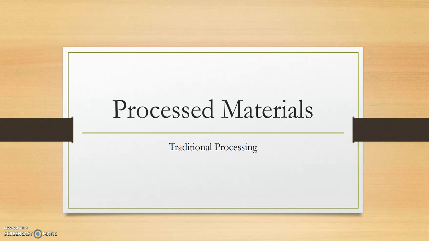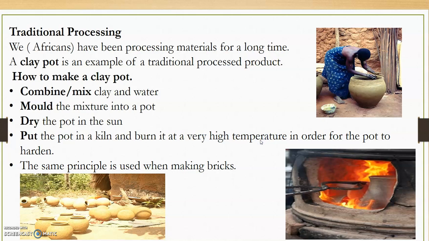Today we are going to be looking at traditional processing. We as Africans have been processing materials for a long period of time. And on this slide, I'm going to talk about clay pots. A clay pot is an example of a traditionally processed product.